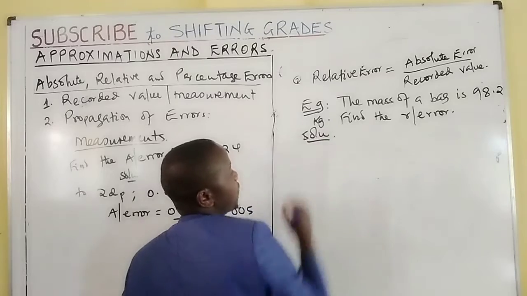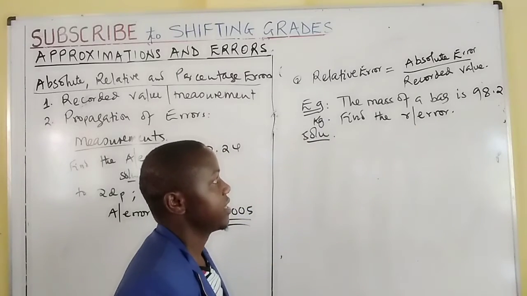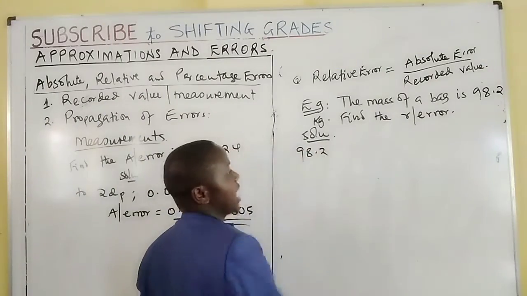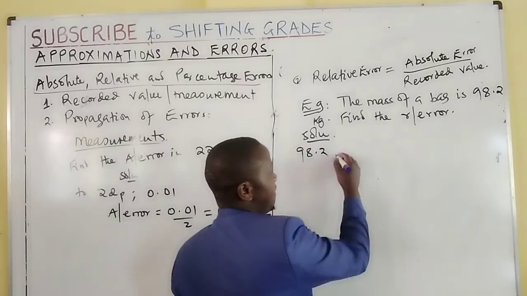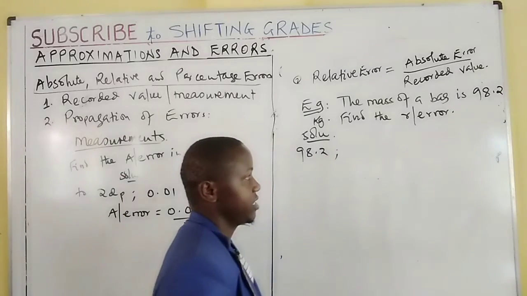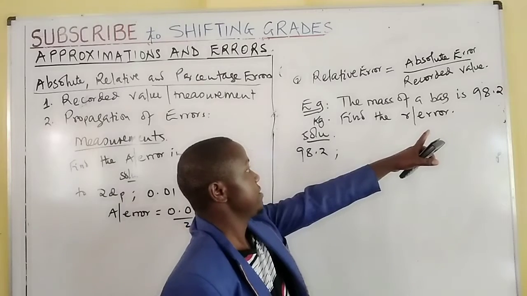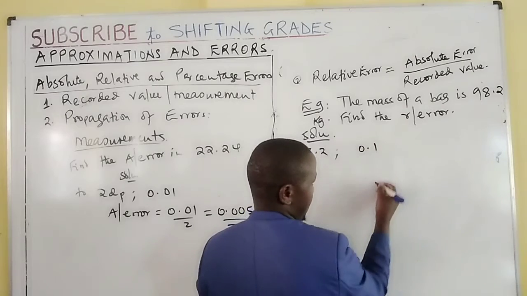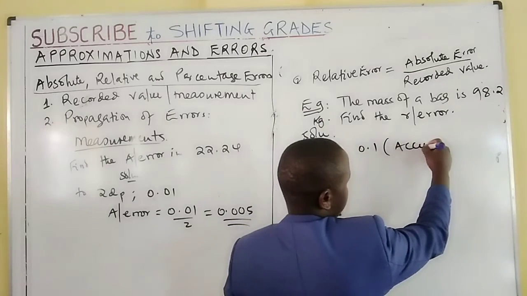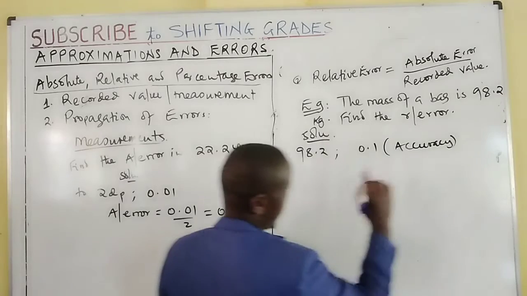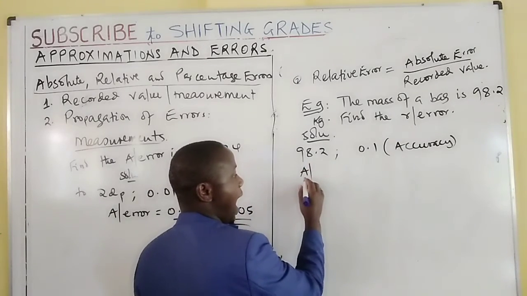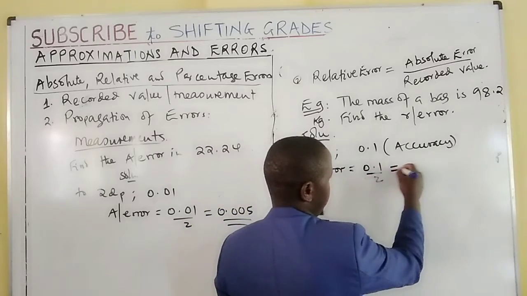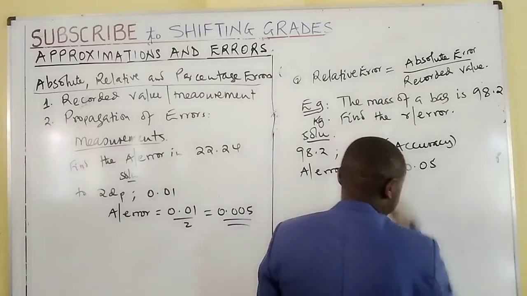Solution. We will start by first of all getting the absolute error, whereby we will say 98.2 has been recorded to 1 decimal place, and therefore the degree of accuracy in the instrument which measured the 98.2 is 0.1. Therefore, if this is the degree of accuracy, 0.1 due to the 1 decimal place, then absolute error is given by 0.1 divided by 2, which is 0.05.